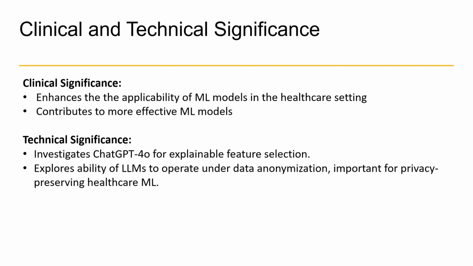From this, we focused on the clinical significance and the technical significance. From a clinical perspective, we focused on the crucial step of feature selection and feature importance, aiming to enhance the applicability of ML models in a healthcare setting, as poorly chosen features can undermine clinical confidence and regulatory approval. And from a technical perspective, this is one of the first empirical studies evaluating ChatGPT 4.0 as a feature selection tool for structured clinical data and under anonymization, simulating privacy-preserving ML settings where feature names may not be shared with external models.